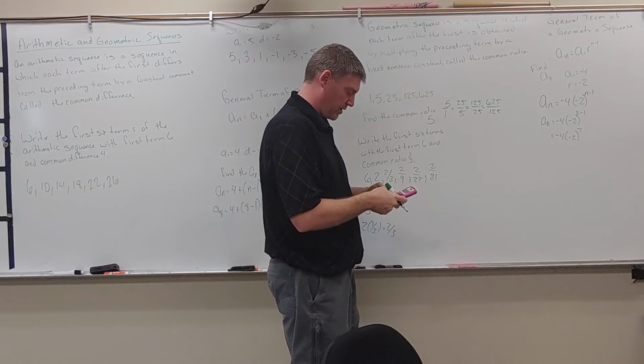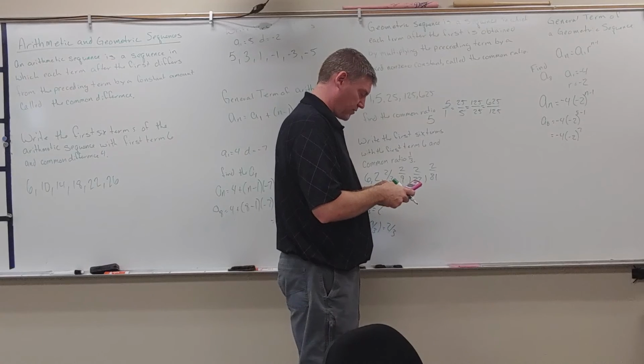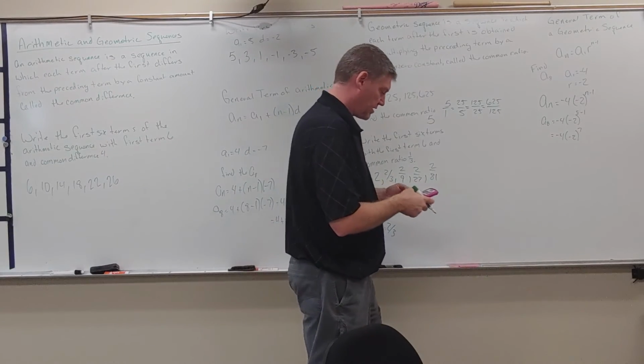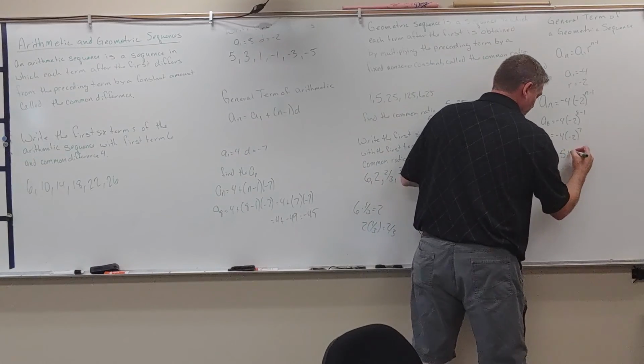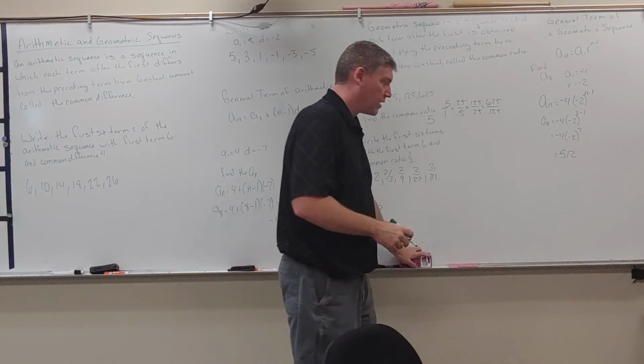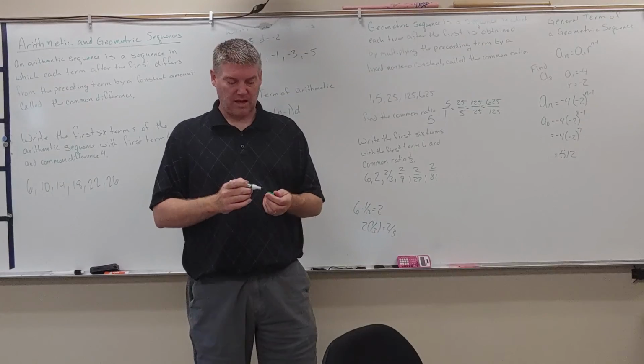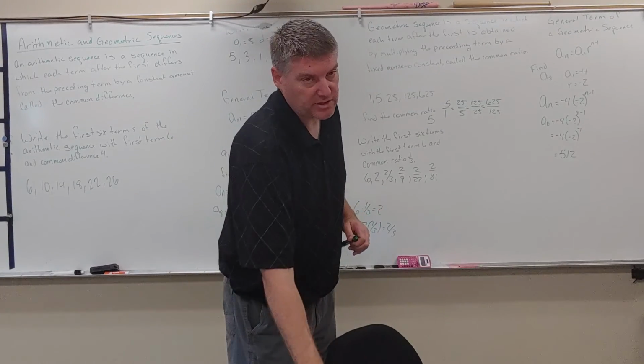So I have negative 4 times negative 2 to the 7th, which gives me, negative and negative gives a positive, 512. Okay? So that's arithmetic and geometric sequences.